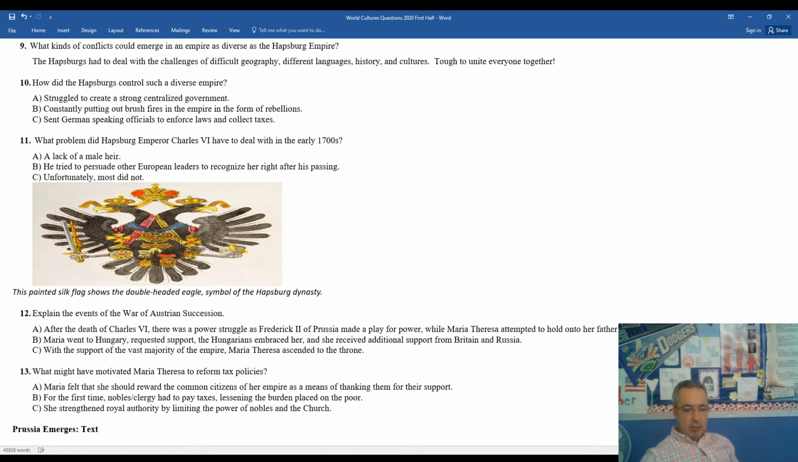Maria felt that she should reward the common citizens of her empire as a means of thanking them for their support. For the very first time, nobles, clergy had to pay taxes, lessening the burden placed on the poor. She strengthened royal authority by limiting the power of nobles and the church.